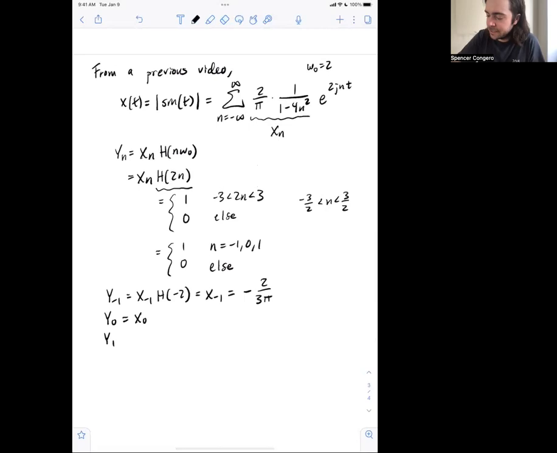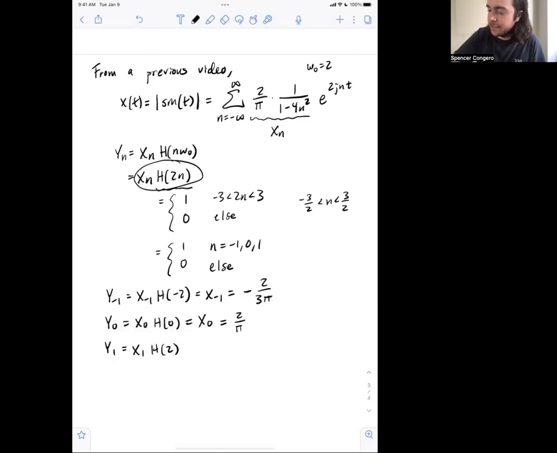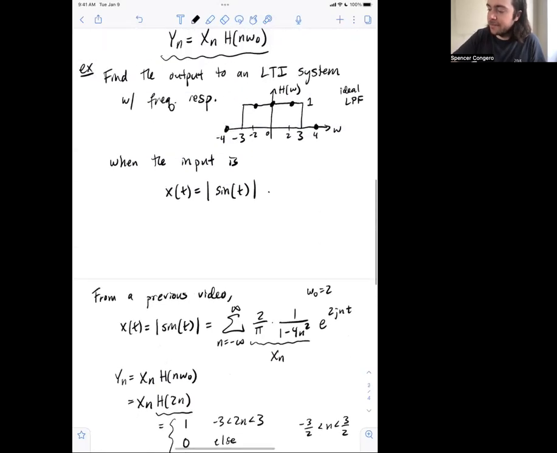Y sub 0 is x sub 0 times h of 0. Again, h of 0 is just 1, so I'm just going to get x of 0 here. When I plug in 0, I get 0, so I just get 2 over pi. And then finally, y sub 1 is just x sub 1 times h of 2, just plugging in right there. H of 2 is also 1. That's how we found these Fourier series coefficients in the first place.